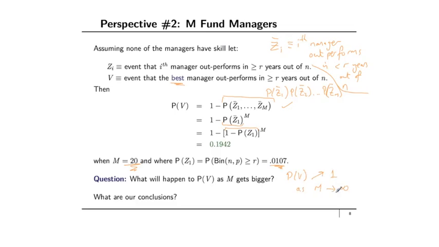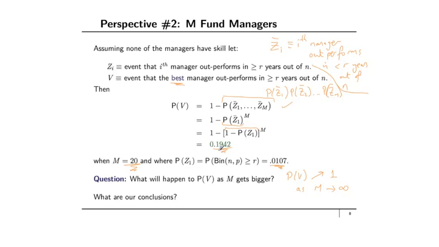What are our conclusions? Well, our conclusions are as follows. If there are a lot of fund managers in the market, then the fact that one particular fund manager has a fantastic record does not, in and of itself, constitute evidence that that fund manager has skill. After all, we have shown here that with just 20 fund managers, we would expect the best manager to have a record of outperforming in 9 years or more out of 10 to occur with probability 0.1942. And that's not a very small number.